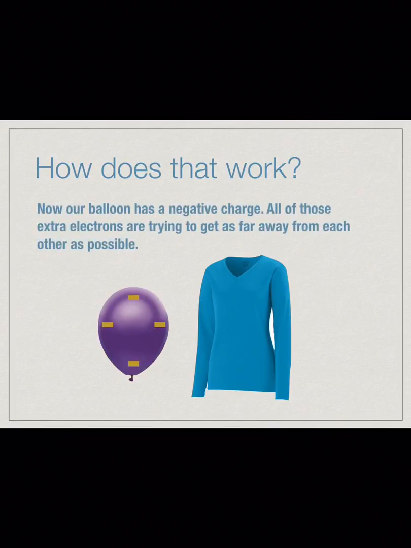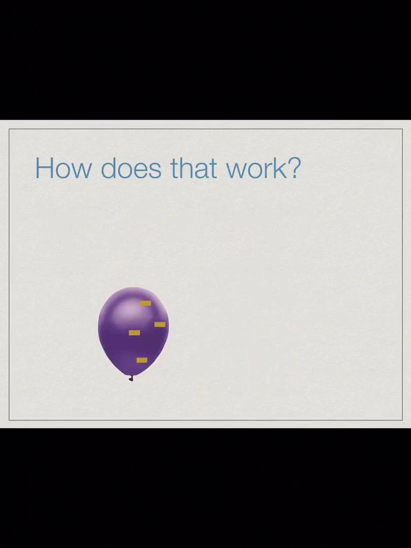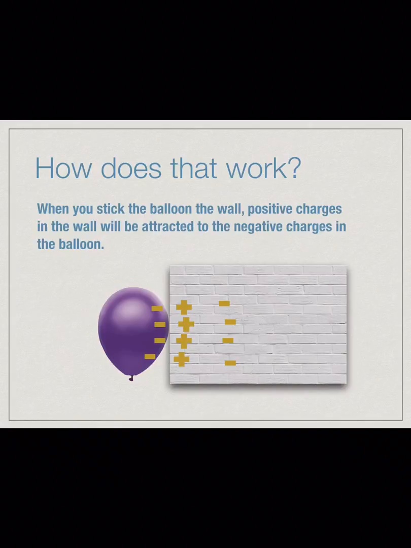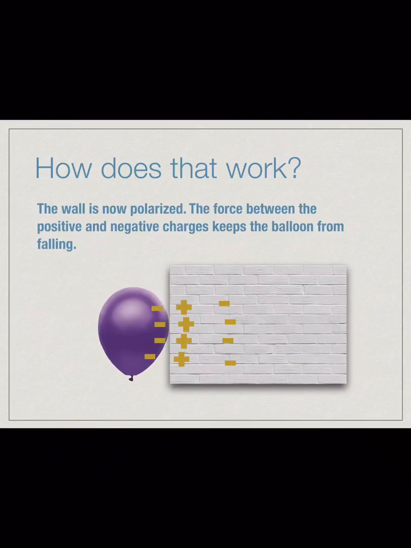All of those extra electrons are trying to get as far away from each other as possible. When you stick the balloon to the wall, positive charges in the wall will be attracted to the negative charges in the balloon. The wall is now considered polarized. It has positive charges on one side and negative charges on the other, so each end of the wall is charged, but the wall in general is neutrally charged. The force between the positive and negative charges is what keeps the balloon from falling.